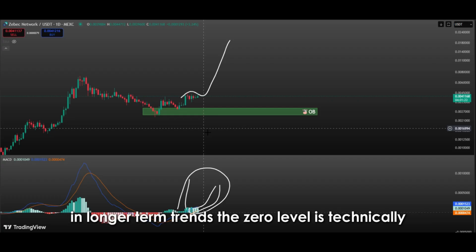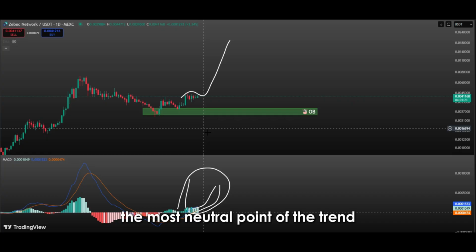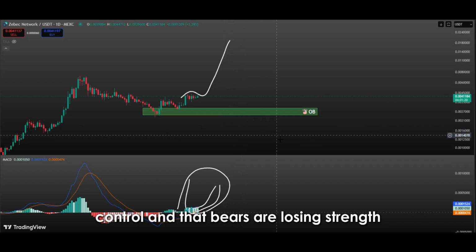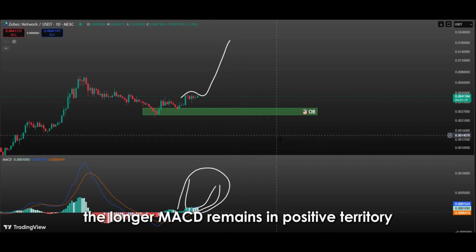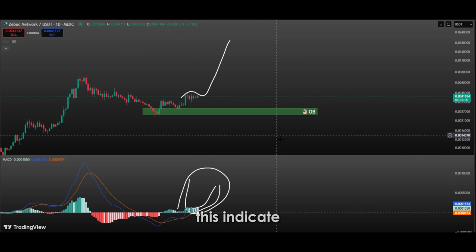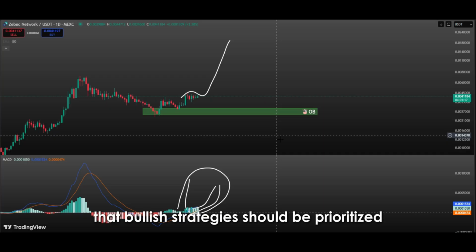The zero level is technically the most neutral point of the trend. A move above this level confirms that buyers are now in control and that bears are losing strength. The longer MACD remains in positive territory, the greater the confidence in upward price movement becomes. This indicates to technical traders that bullish strategies should be prioritized.